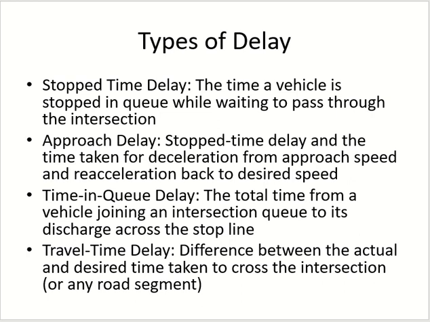Then we have travel time delay. Travel time delay means the difference between the actual travel time and the desired travel time. Actual and desired. Their difference is called travel time delay. Actual travel time means observed. You go and observe. Desired means as per your choice, right?